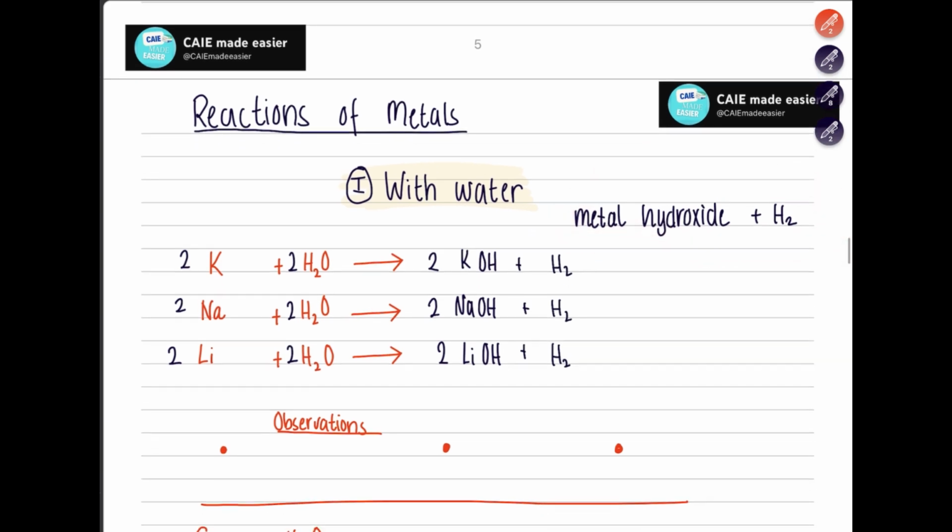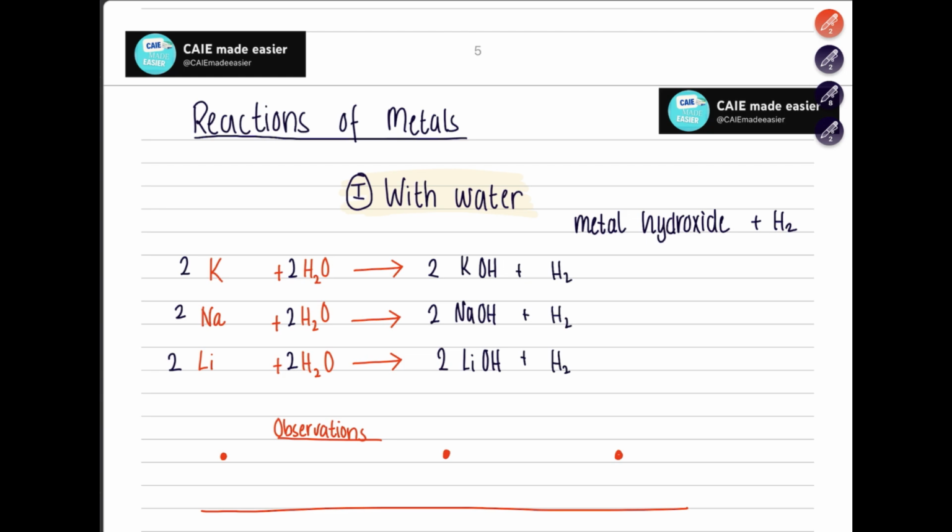So now let's write down the observations. We can see hydrogen gas is formed. Therefore, we get bubbles of colorless gas, colorless as well as odorless because there is no smell. Secondly, we can observe flame colors. When they are burned, we get characteristic flame colors. And finally, these float.